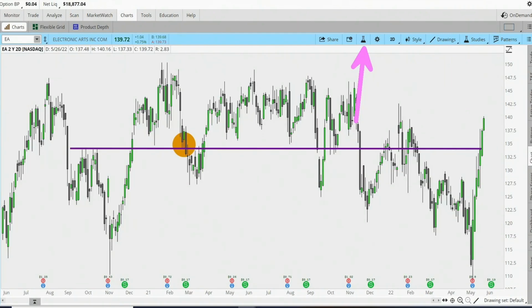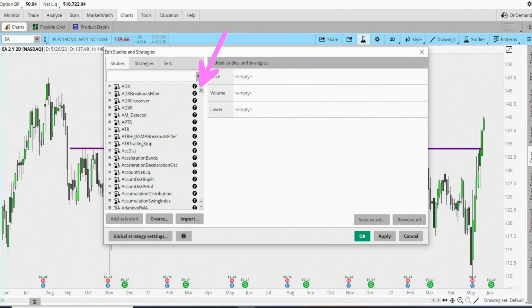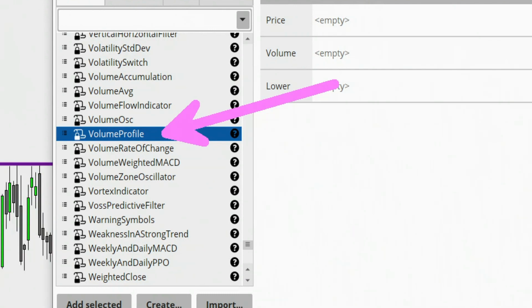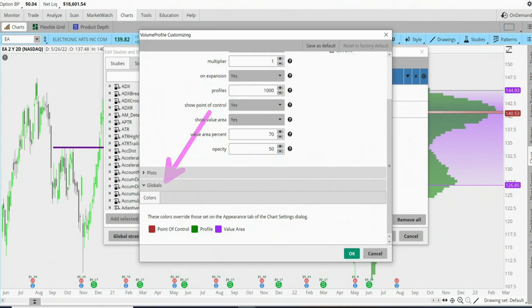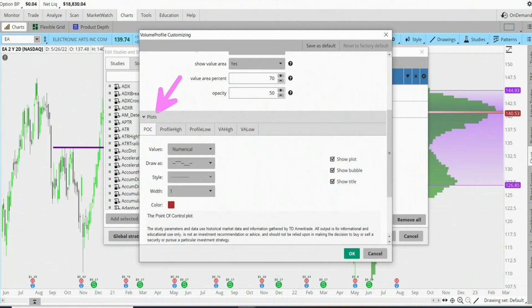Now to the charts, click on the studies beaker, scroll down till you see volume profile, double click on that. It'll automatically come up. If you want to change anything, double click on the studies. You have 3 global areas, point of control, profile, and value area. On plots, you can also make the point of control outline bigger or smaller, or change the color, along with profile highs and lows, and value area highs and lows.